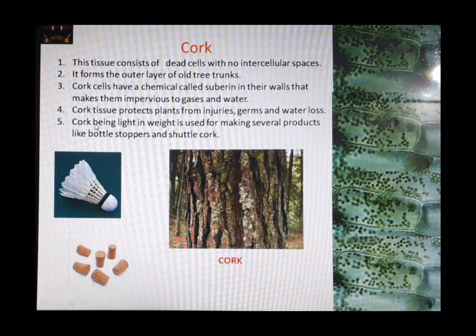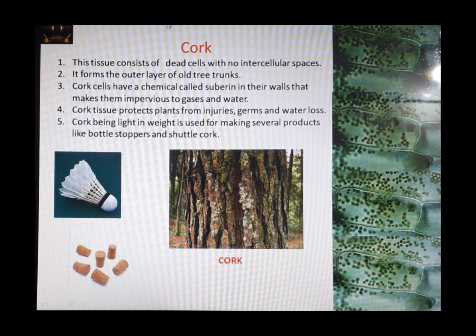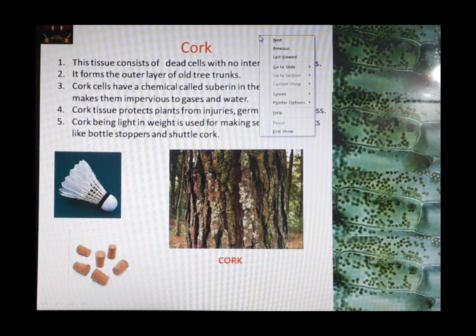Now cork tissue protects plants from injuries, germs and of course water loss. Now cork, being light in weight, is used for making several products like bottle stoppers. These are the bottle stoppers as you can see here, and shuttle cork. So yes, my dear students, this is the third example of protective tissue, and thereby here we finish plant tissues.